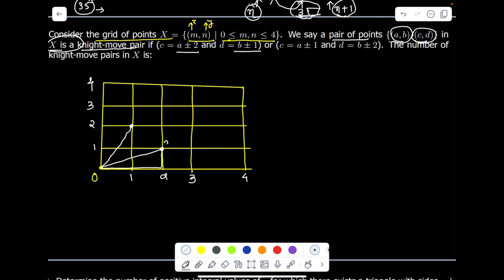Now you can calculate individually for each point. Let's say the knight is here, the knight is here. So from this point it can go to the right, and then it can go to this point horizontally one, and then vertically two. Also it can go to this point. So here you can find 1, 2, and 3 pairs.